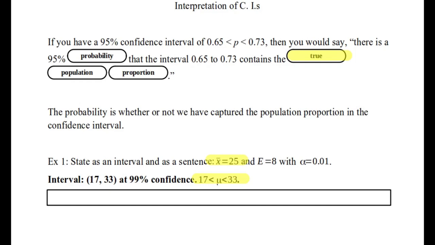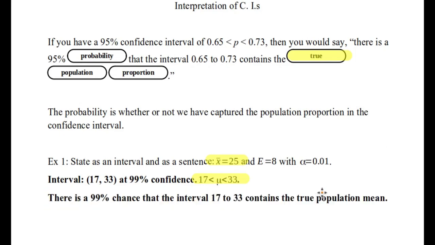Now, we're also supposed to say this in words, so we're going to start by saying that there's a 99% chance, we could say probability there, but chance is just as good, that this interval captures the true population mean. So that interval from 17 to 33 actually contains the population mean.